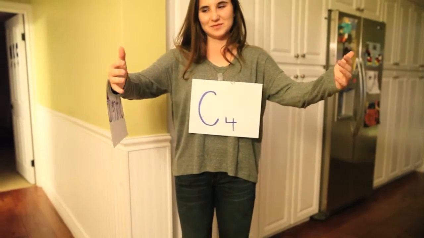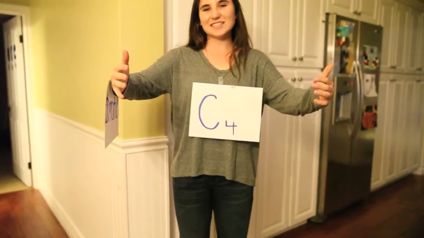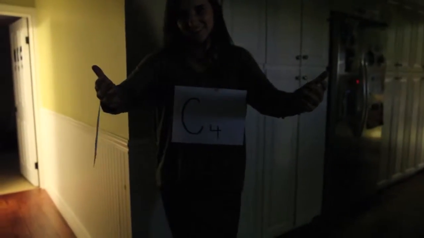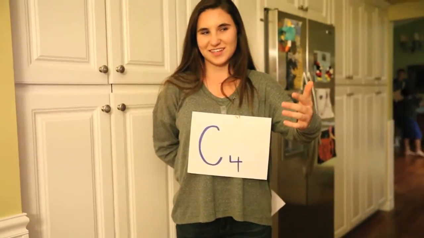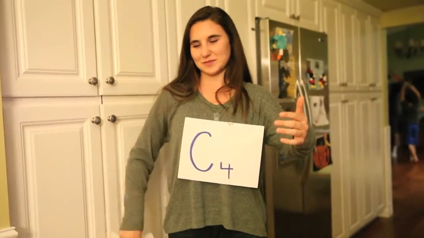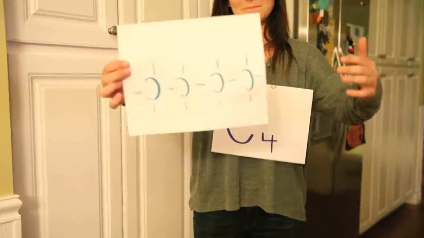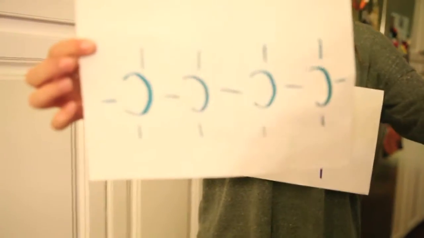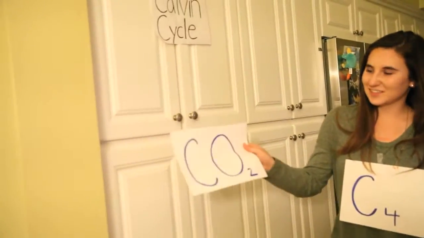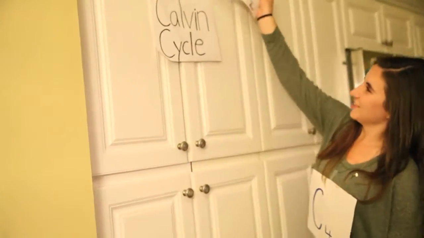C4 plants open their stomata during the day and use enzymes to make a 4-carbon molecule. The C4 molecule releases CO2 to the Calvin cycle, just like how malic acid releases CO2 in the CAM plant.